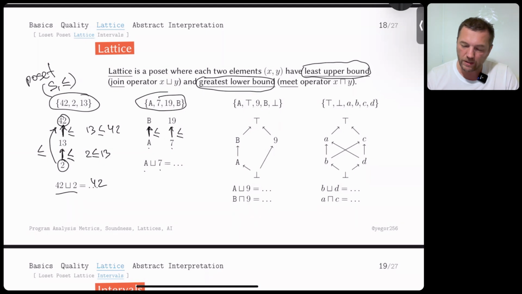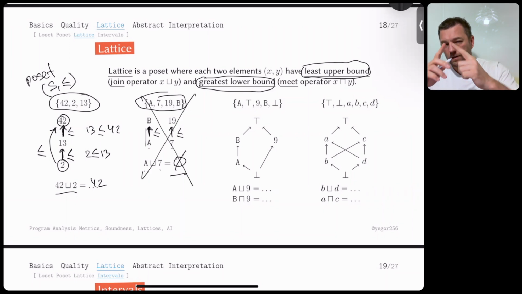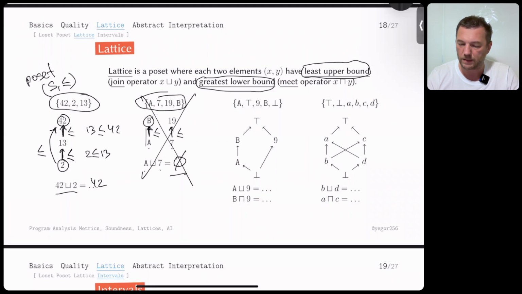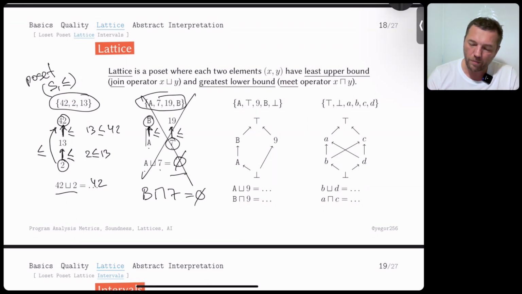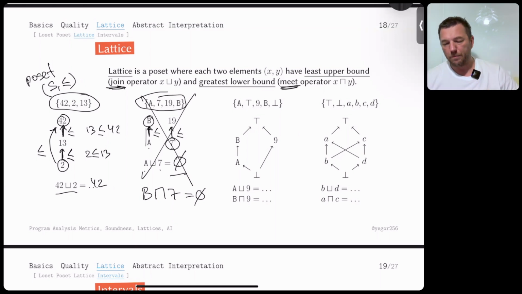And because this is an empty set, this is not a lattice, because I cannot find a least upper bound, and I cannot find the greatest lower bound. If I take, for example, element B and element, let's say, 7, then B meet 7 is also an empty set, so no elements can be called the greatest lower bound. By the way, these operators are called the join operator and the meet operator. The join operator is where we join when we go up, and the meet operator is where we meet if we go down on the graph.